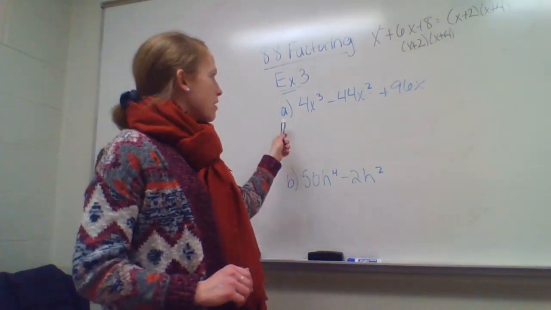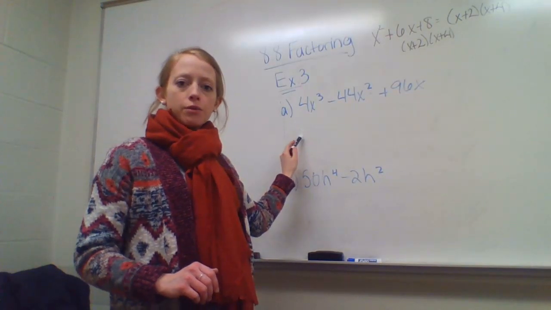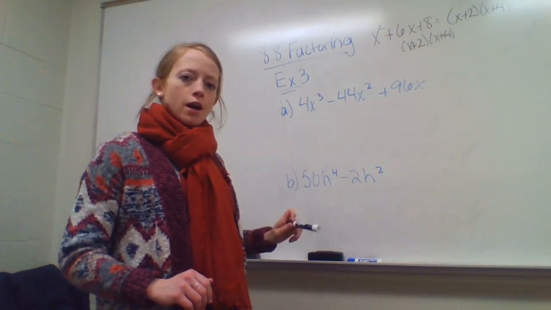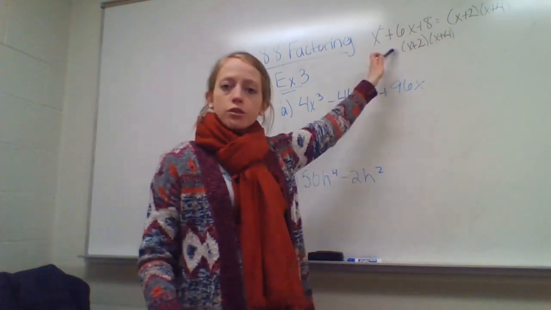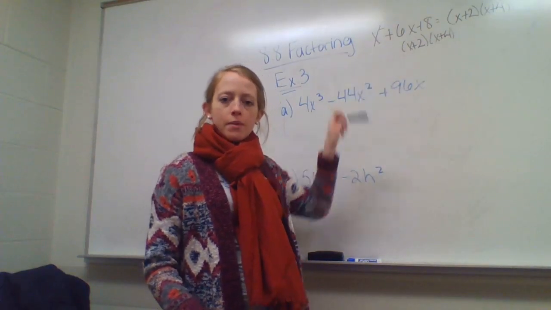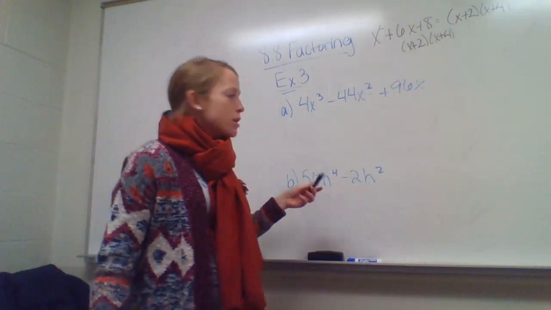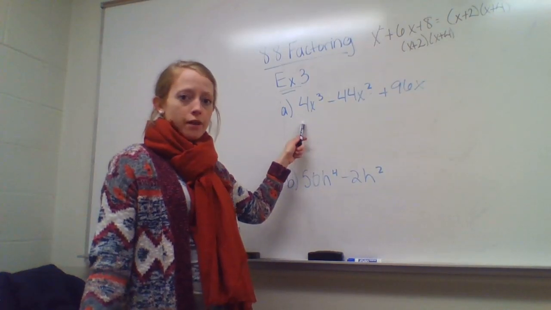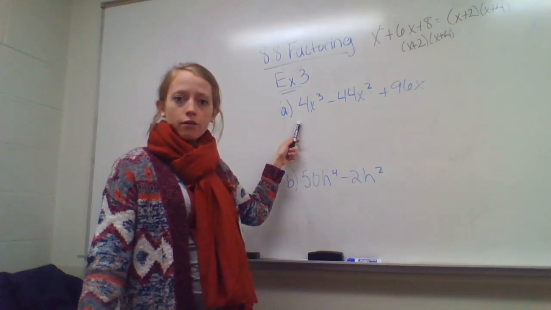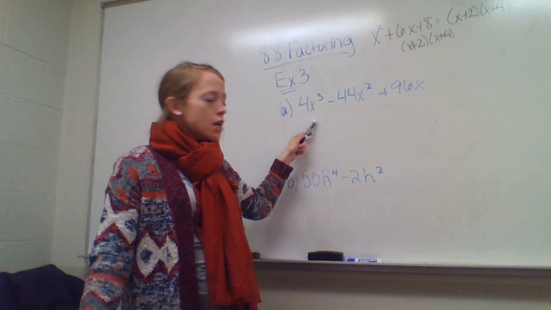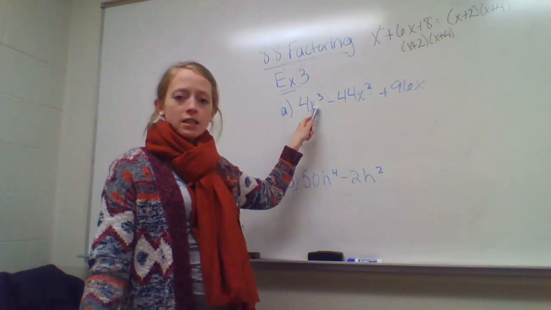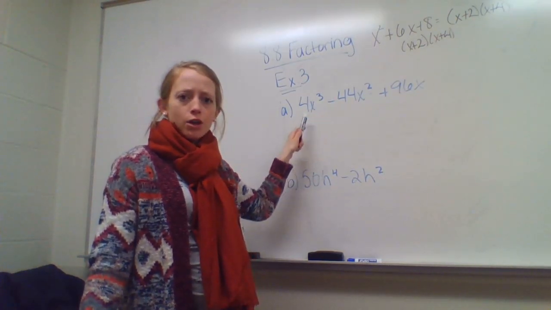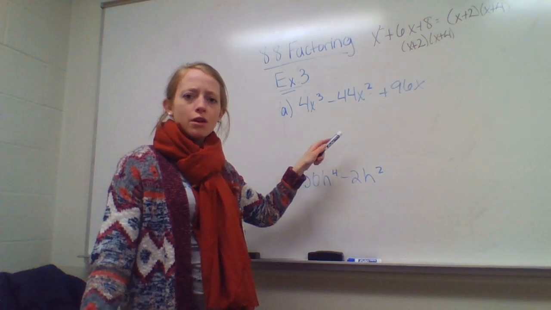So in part A from example 3, this looks an awful lot like the problem that I showed you up here. That's a typical problem. However, what you can see is that the a is not equal to 1, which normally we don't know how to factor. We would use our calculator for that. And the highest power of x is a 3. So this is not a quadratic trinomial like we're used to.